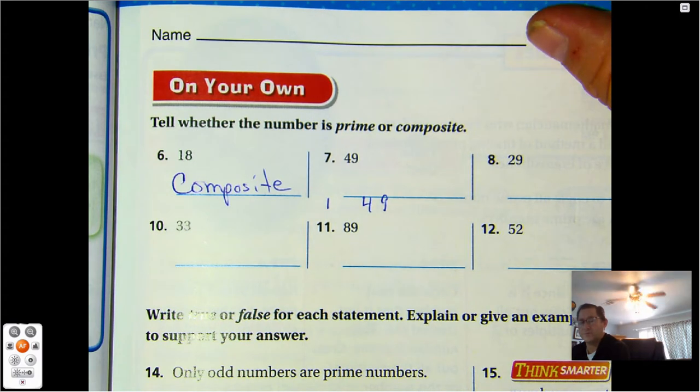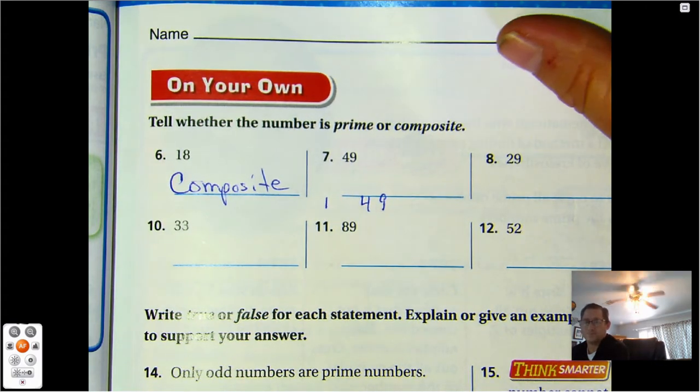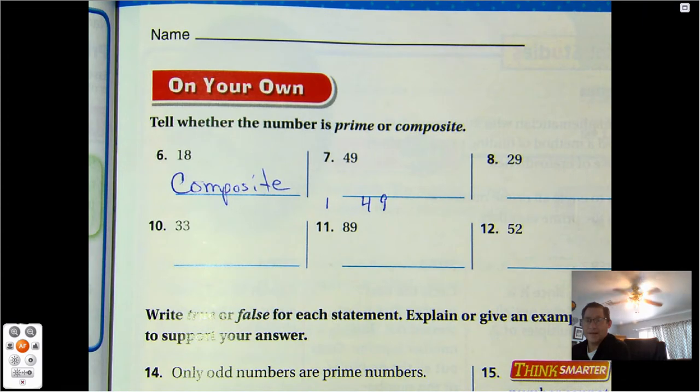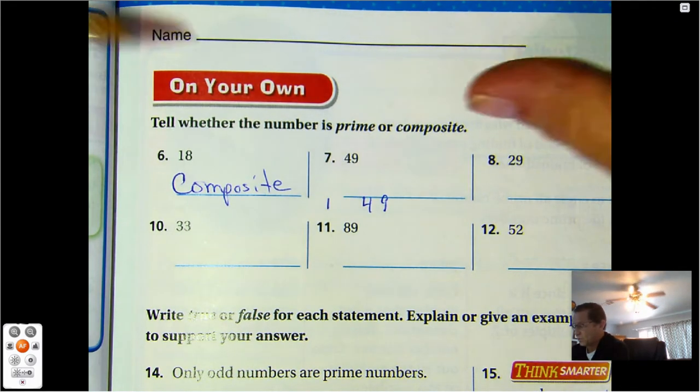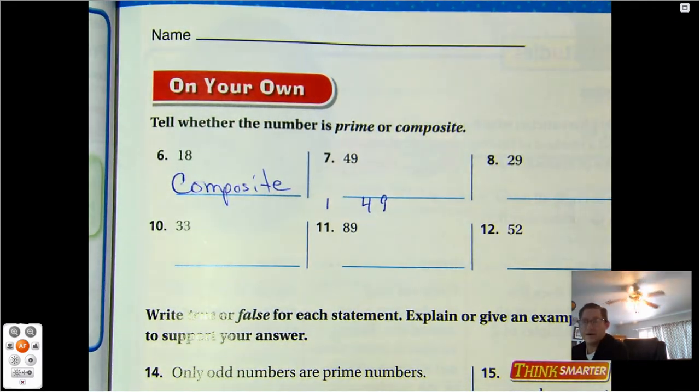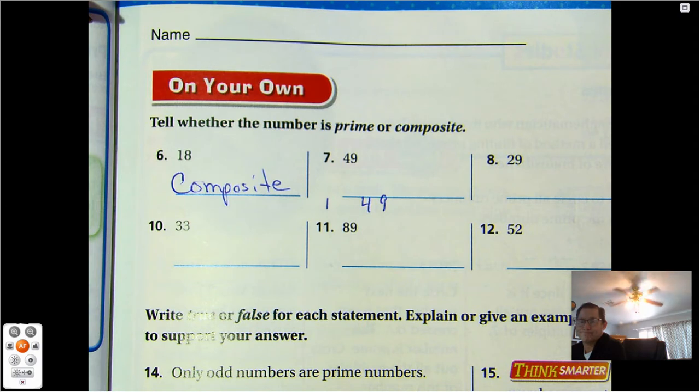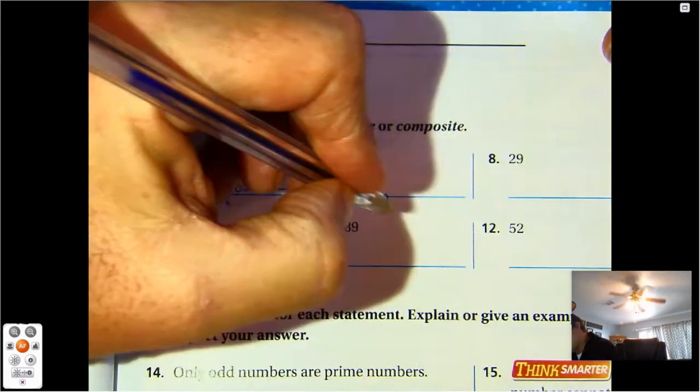4 does not work. 4 times 10 is 40, 44, 48, 52. So 4 won't work. 5 won't work because that doesn't end in a 5 or a 0. 6 times 8 is 48. So 6 won't work. 7 works. 7 times 7. So that's composite.